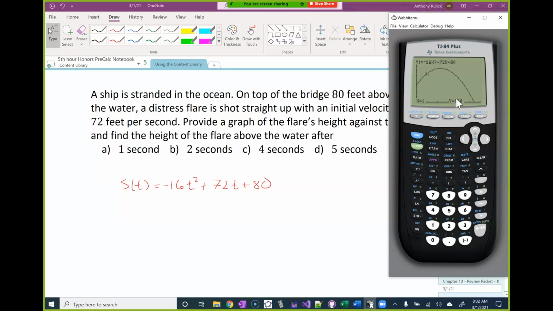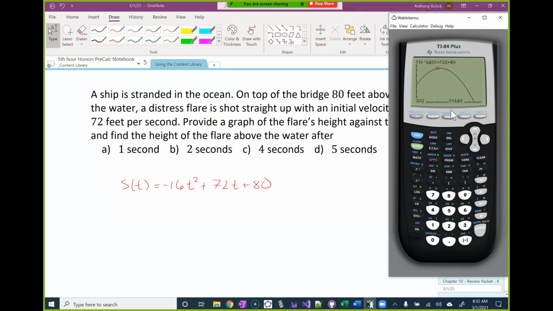And you could do that again, pressing second, trace, choose the value command, and you say, let's do 2 this time. And you can keep doing that to get all your heights. Does that sound okay?